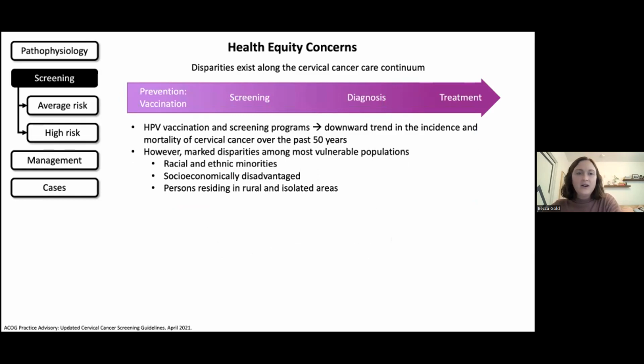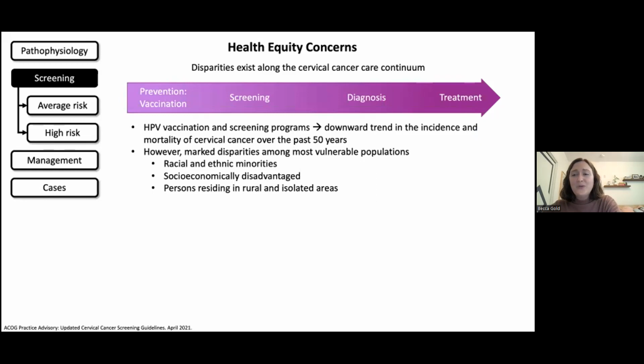I want to pause here to talk a little bit about some health equity concerns. There are disparities that exist along the entire cervical cancer care continuum. Although, as I said, HPV vaccination and screening programs have overall led to a downtrend in the incidence and mortality of cervical cancer, there still unfortunately are marked disparities among some of our population's most vulnerable communities, including racial and ethnic minorities, socioeconomically disadvantaged, and persons who reside in rural and isolated areas.